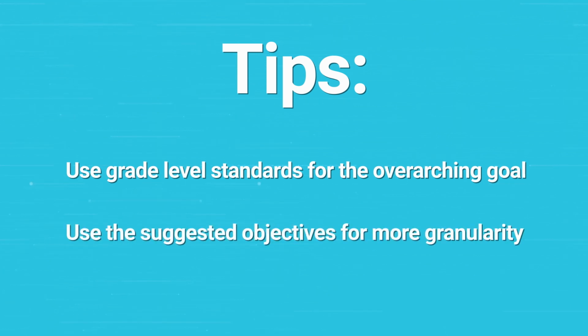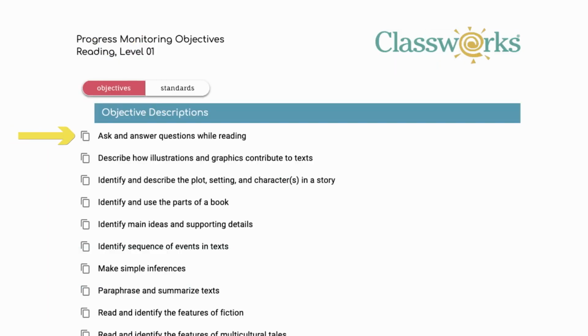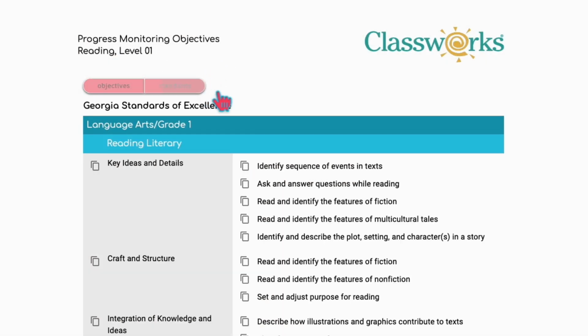Typically, educators select the on-grade level standard for the overall IEP, but use the objectives for more granularity. In Chester's case, let's select the following objectives: ask and answer questions while reading, describe how illustrations and graphics contribute to text, identify and describe the plot, setting, and character in a story, identify main ideas and supporting details, identify sequence of events in text. To add the standards instead of the objectives, toggle to standards.